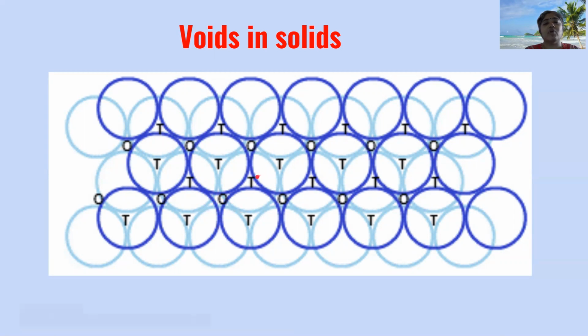Whereas a tetrahedral void is one where only 4 atoms are involved. As you can see, in this particular tetrahedral void, there are 3 spheres of the dark blue color, that means in the first layer, and there is only 1 sphere of the sky blue color on top of it.